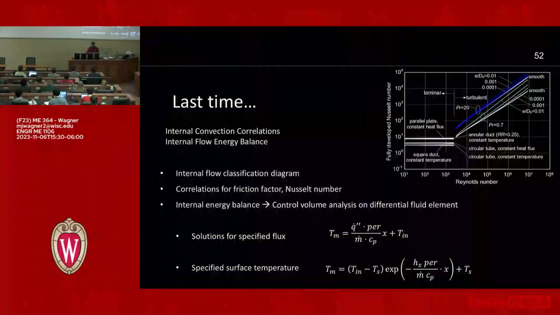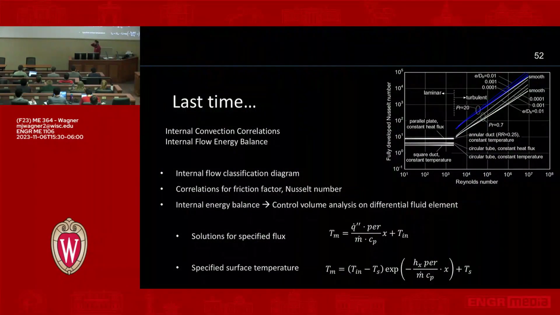Let's go back here and just remind ourselves what we talked about last time, and then I want to go back and finish up the last part here, which is the specified surface temperature. We didn't get to that. But remember last time we were talking about internal convection correlations and internal flow energy balance. So we went through that whole classification thing where we said, here's all the things you need to think about, and here's how you'd figure out which features you include in a correlation. That kind of messy looking chart that we filled out.